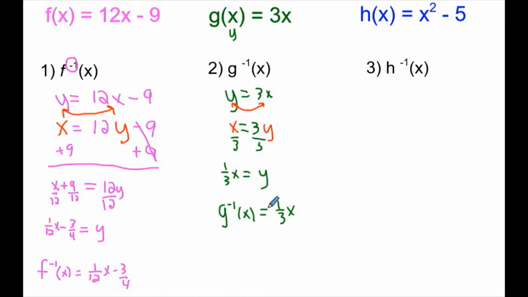The other reason is if I write y for each of these answers, it's hard to know which inverse is g's inverse if they're all labeled y. So we want to make sure that we get rid of this y and label it which problem it is. We want to make sure that we do that here. This is f's inverse, not y. This is g's inverse, not y.